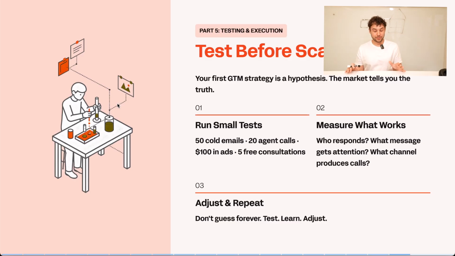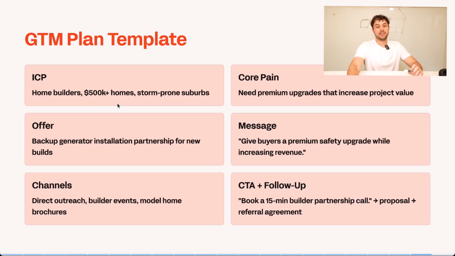Don't guess forever. Just literally pick a specific customer, pick a specific message, and pick a specific channel, and just commit to that for about a week, and then see what happens. If nothing's responding, shake it up and start testing again, okay? The whole thing to understand is that you are testing and you will learn, iterate, and refine as you go, okay? So this is our go-to-market plan template.